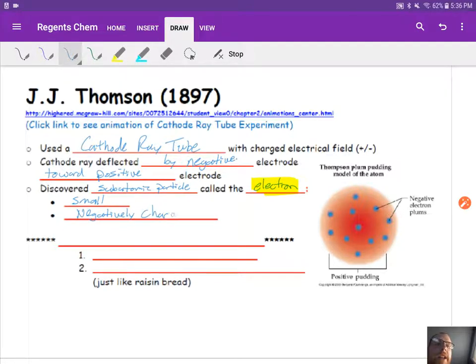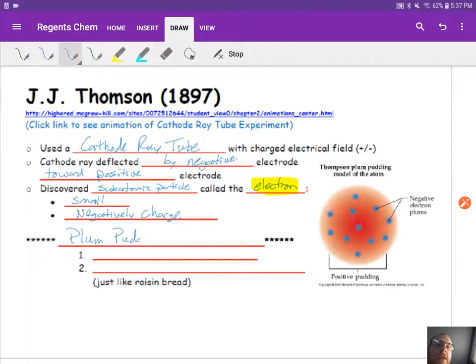So now we're starting to get a fuller understanding of what an atom looks like. It was still spherical, more or less. That's what this picture over here to the right is describing, where it was mostly positive. Everything you see in red in the picture is positive, and the blue dots are negative electrons. This was known as the Plum pudding model.